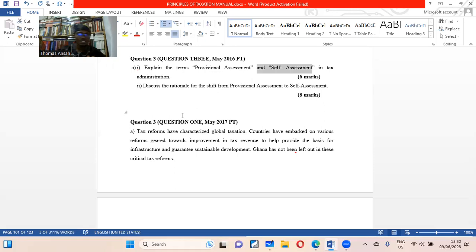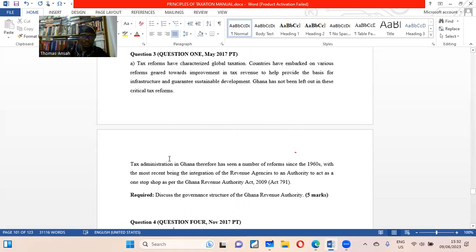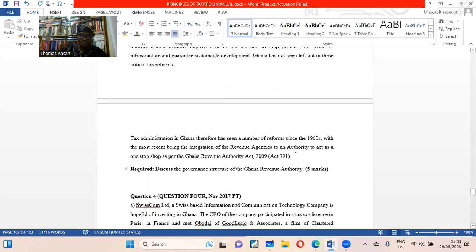This one too talks about tax reforms, and it says discuss the governance structure of the GRA, that is the board. You know the 9 members of the board: the chairperson, the CEO, one person from Bank of Ghana not below the rank of deputy governor, Ministry of Finance not below the rank of a director, Ministry of Trade and Industries not below the rank of a director, then 4 people from the private sector, 2 of whom should be women.